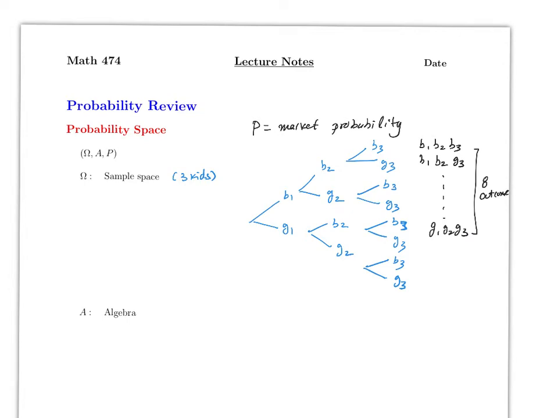Then once you have a sample space, you can have events. For example, E could be the event of having 2 girls and 1 boy. So the probability of E will be 3 eighths. You can see from here. So this is 2 girls and a boy. This is 2 girls also and a boy. And this is also 2 girls and a boy. So that's 3 out of 8.